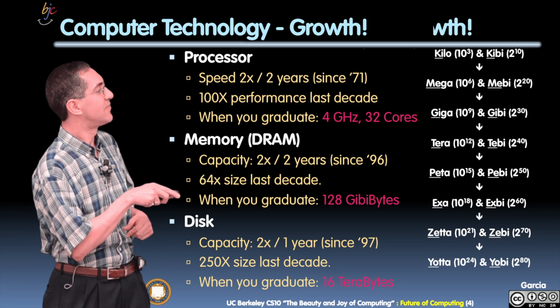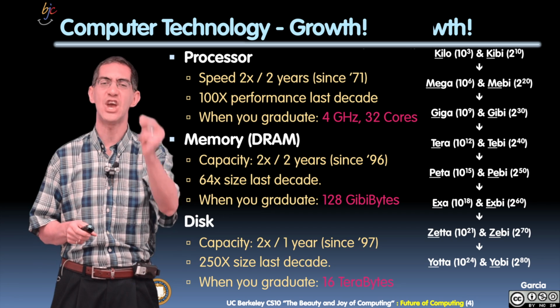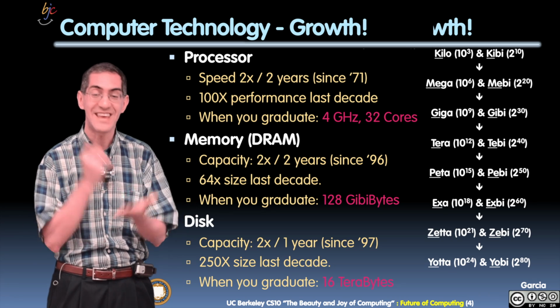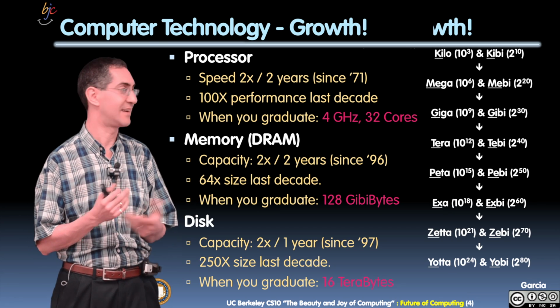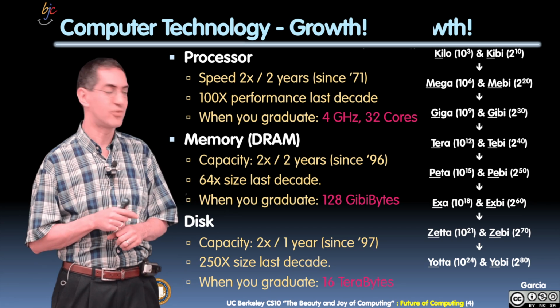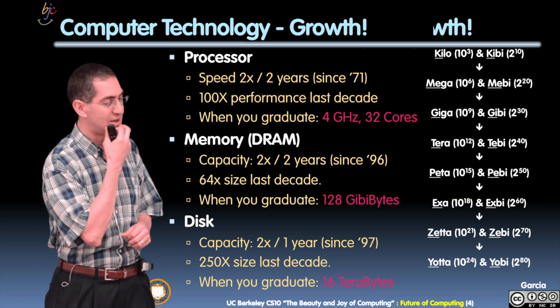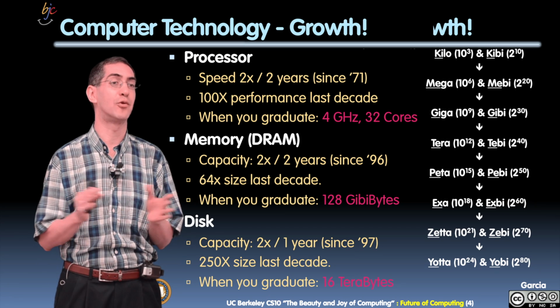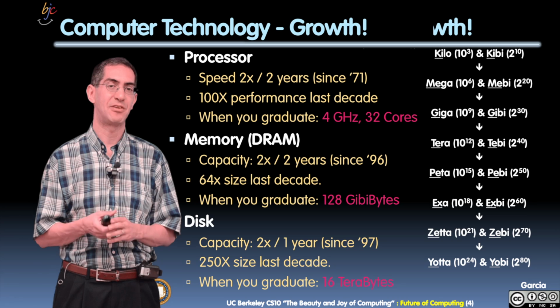Disk space. The capacity has doubled every year, look at that, doubled every year since 97, which is, again, doing amazing numbers. I predict when you graduate, you can't really read the red on the blue, you'll have 16 terabytes. And that may be in a RAID, but I predict you'll have 16 terabytes.